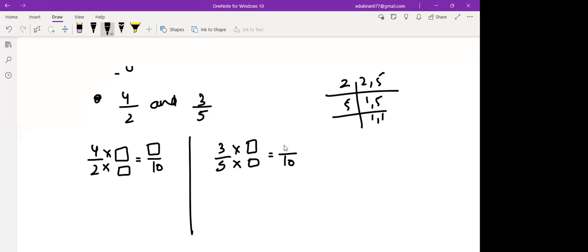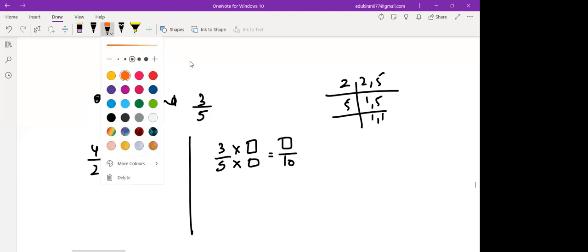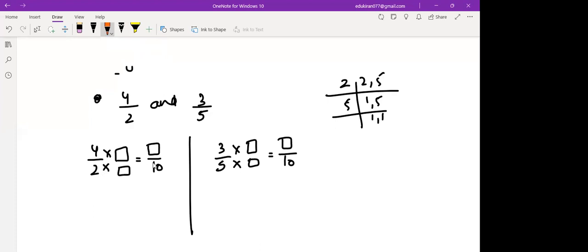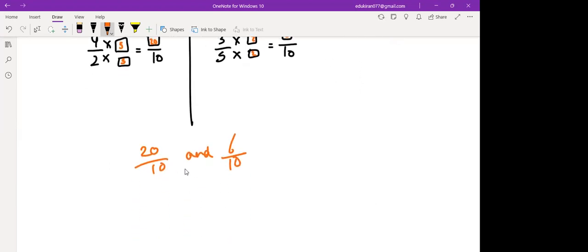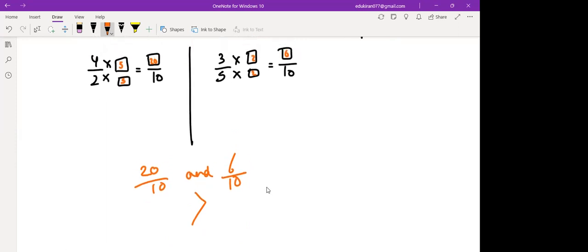Ma'am, 2 should be multiplied with which number to get 10? 5. So the same number you will write here. So 5 4s are 20. Ma'am, 4 by 2 is greater than 3 by 5. Yes. So let's do this first. And here you will write 2. Here you will write 2. So 6. So you got 20 by 10 and 6 by 10. So you can cancel the denominators. Now you can see 20 and 6. Of course, this one is greater. Ma'am, we can cancel the denominator and just compare the numerators. Yes, you can do that as well.